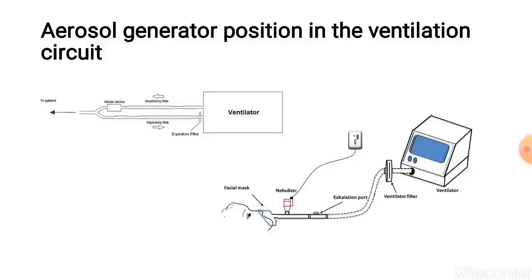The place or position of the aerosol generator, like you see in the figure: the aerosol generator is placed in the inspiratory limb in the dual limb, and in the single limb it is placed next to the patient. So the smaller the dead volume of the T-piece, the better the aerosol delivery, especially to single limb patients.